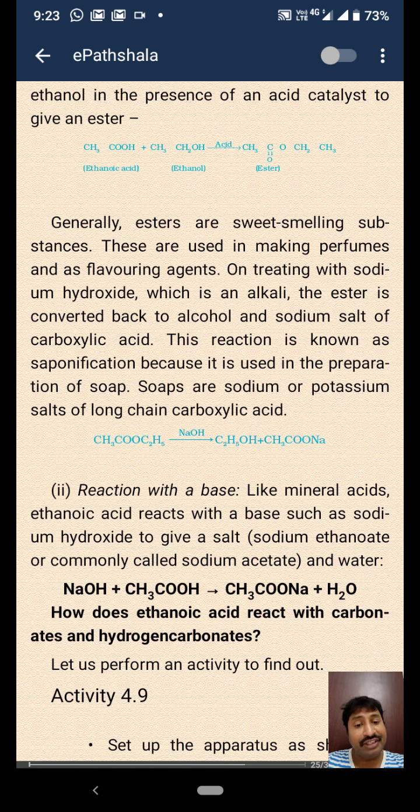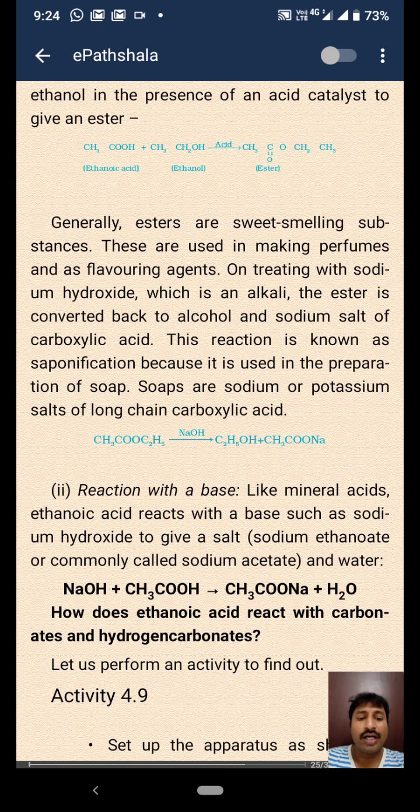And the saponification reaction. CH3COOC2H5, the ester which has been taken, when sodium hydroxide is added to it, will form ethanol plus sodium ethanoate, where CH3COONa is called sodium ethanoate. Okay, that will be a product.